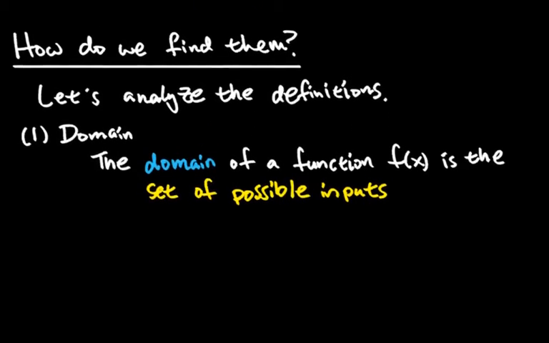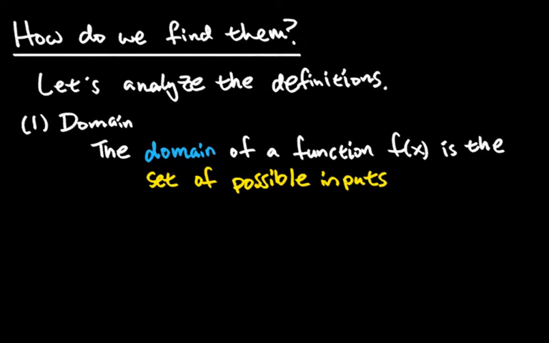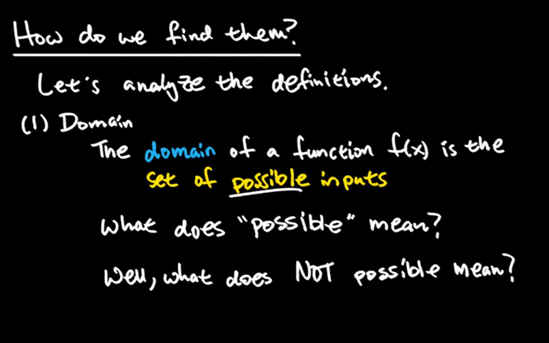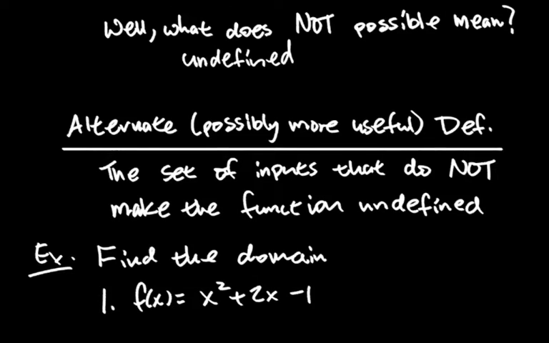So the first question is, how do we even find them then? Let's analyze definitions. That is going to be the main thing that's going to help us understand this. The domain of a function is the set of possible inputs. So the question is, what does possible mean? Well, that could also lend itself to, what does not possible mean? Not possible simply just means this word, undefined. Undefined essentially just means does not make sense. So an alternate, maybe more useful definition is a set of inputs that do not make the function undefined. So let's just go through this and see how that goes.